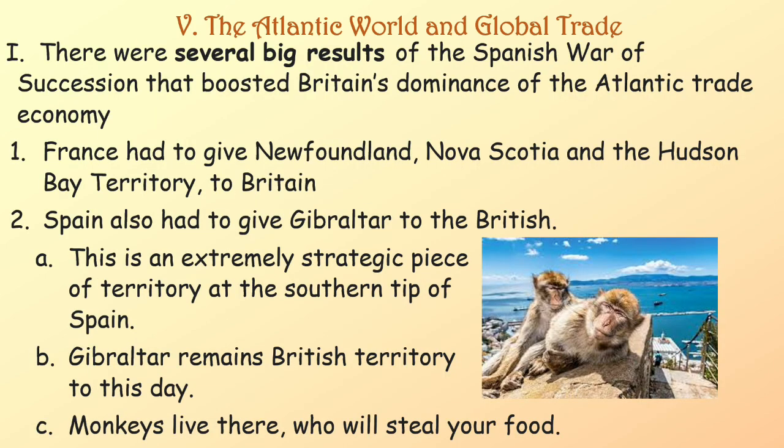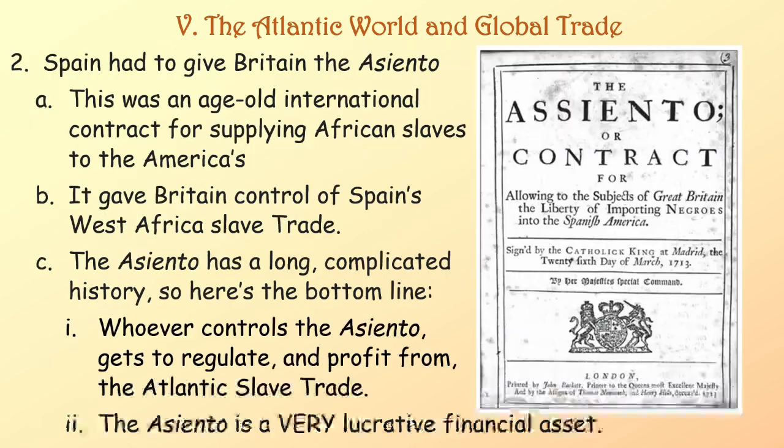There were several big results of this War of Spanish Succession that boosted Britain's dominance of the Atlantic trade economy. Number 1, France had to give up Newfoundland, Nova Scotia, and the Hudson Bay Territory and give those to Britain. Spain also had to give Gibraltar to the British. And this was an extremely strategic piece of territory at the southern tip of Spain. And Gibraltar remains British territory to this very day. And monkeys live there who will steal your food right out of your hand.